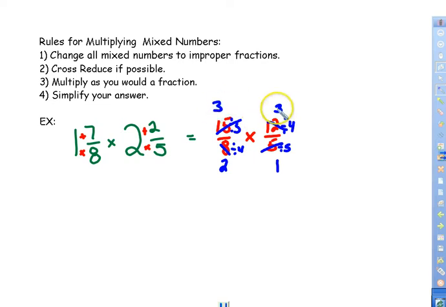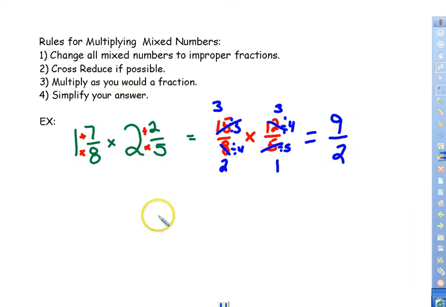And you can see that I put these numbers up top and below these to make it very, very clear that those are the numbers you're working with. The more organized you are, the less likely you are to make a mistake by multiplying incorrect numbers. Now 3 times 3 is 9, and 2 times 1 is 2. Now it says multiply as you would as a fraction. That's what we just did for step 3. And then step 4 is simplifying your answer.